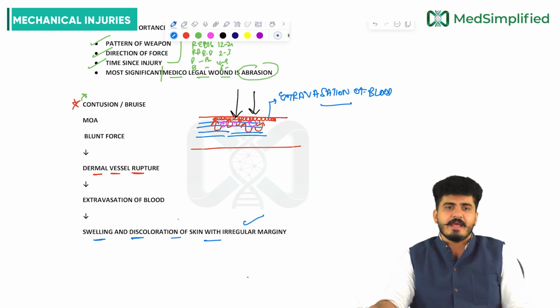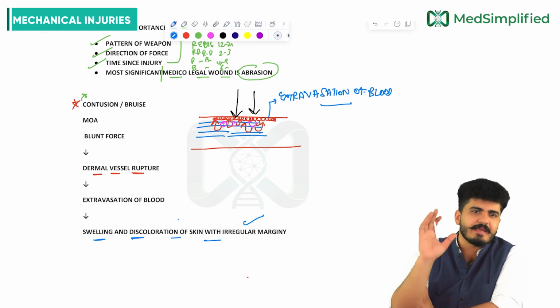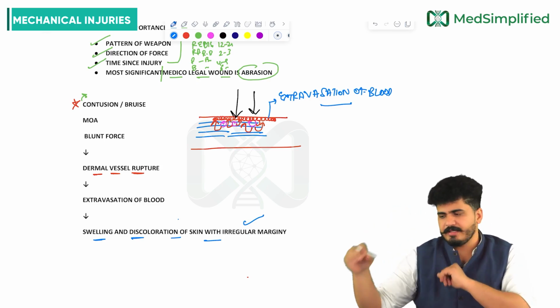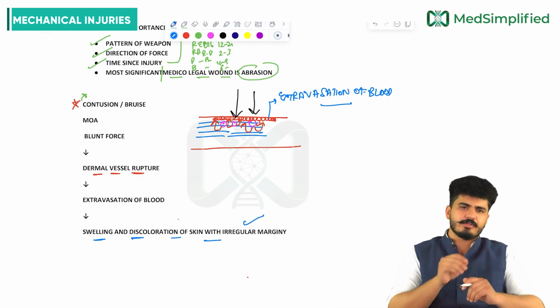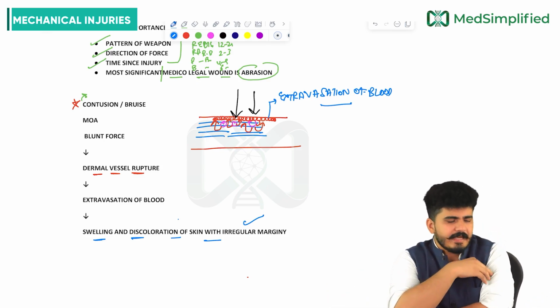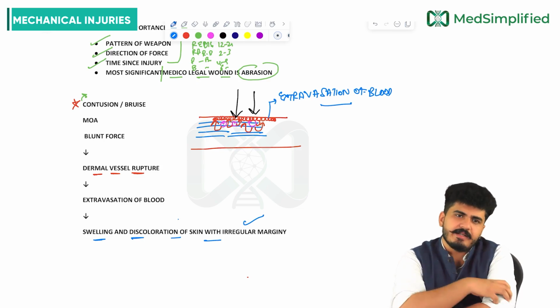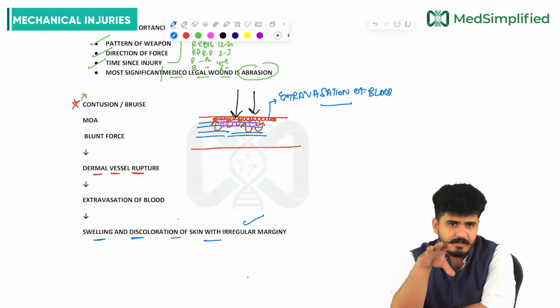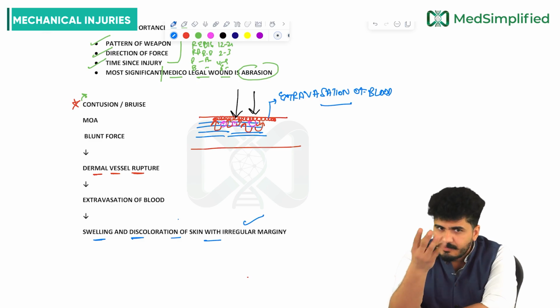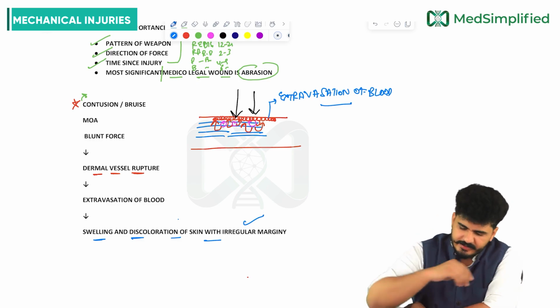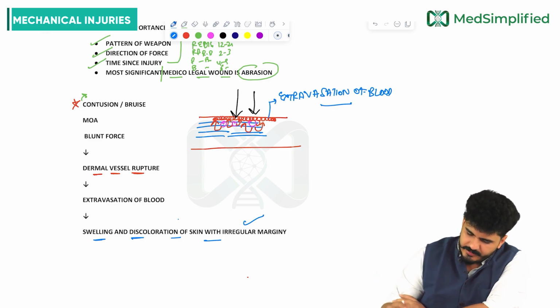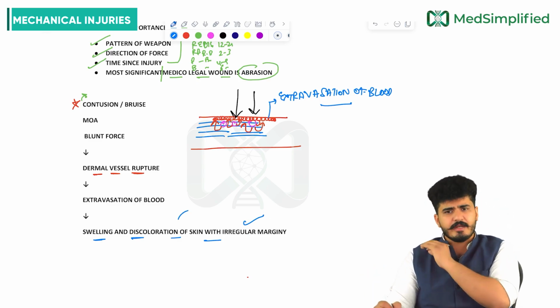What would be there, sir? Irregular margins would be there. So what is the mechanism? There is a blunt force. For example, if I take this, there is a blunt force. Because of blunt force, you will see skin is intact this time, but the vessels which are under the skin got damaged. Because of the vessel damage, now the blood is pooling outside and getting collected under the skin. And there will be a swelling, discoloration of skin with the irregular margin.